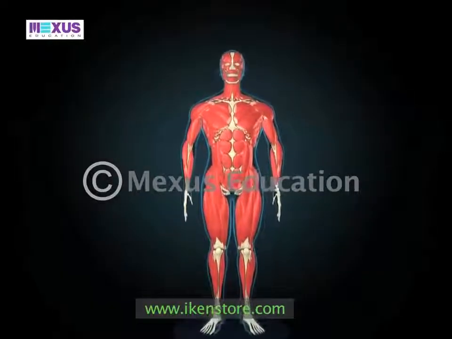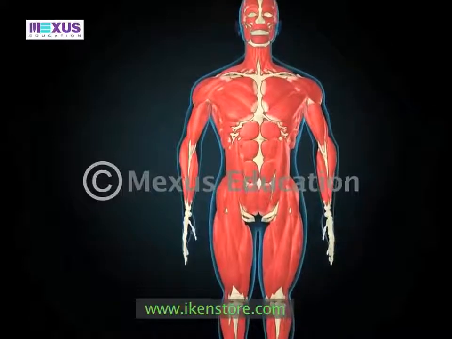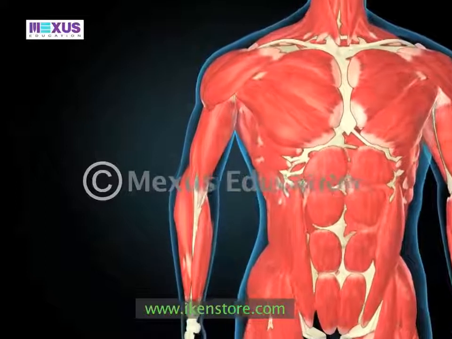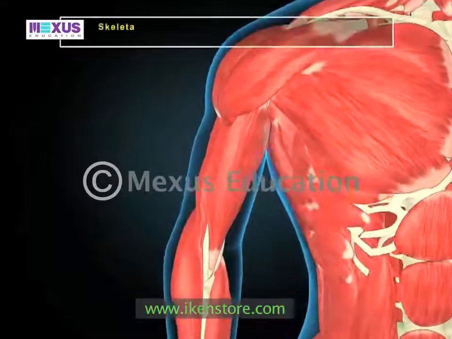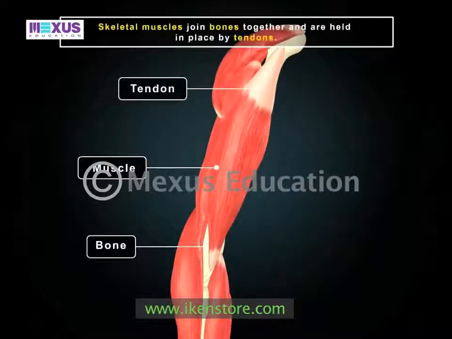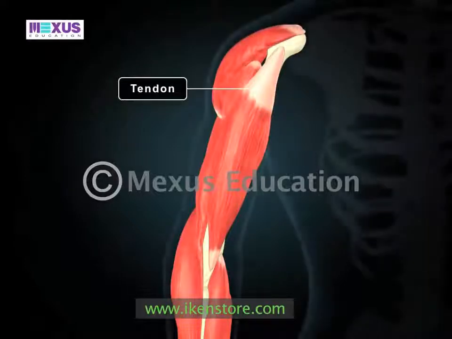A skeletal muscle usually has two ends, a fixed end where the muscle originates and a movable end that pulls another part. Skeletal muscles join bones together and are held in place by tendons. Tendons are cords of tough tissue that connect bones to muscles.